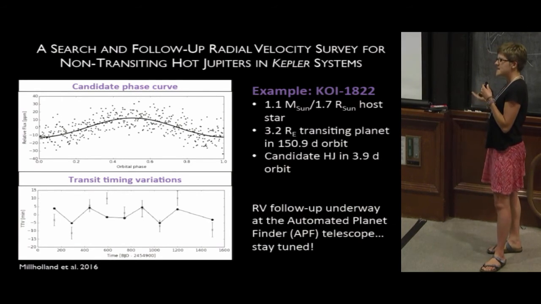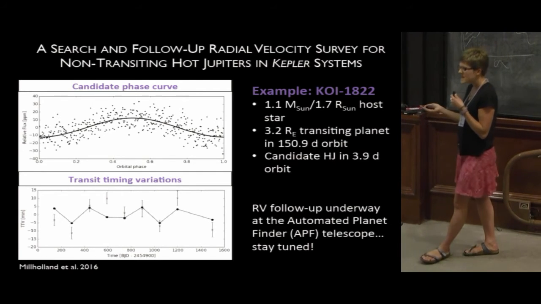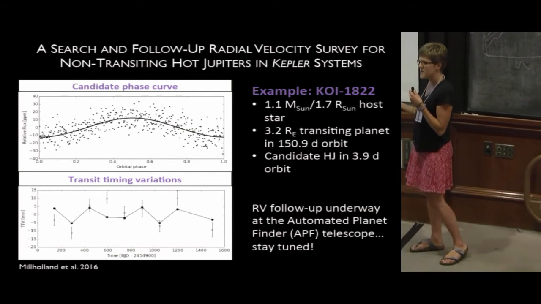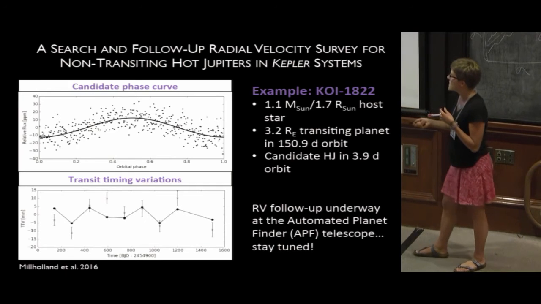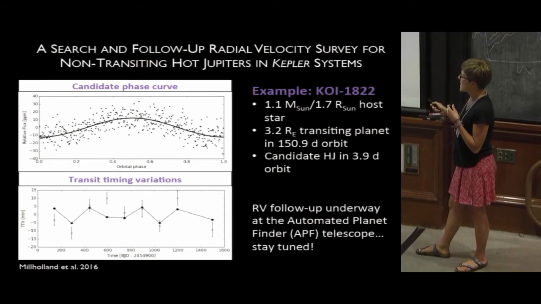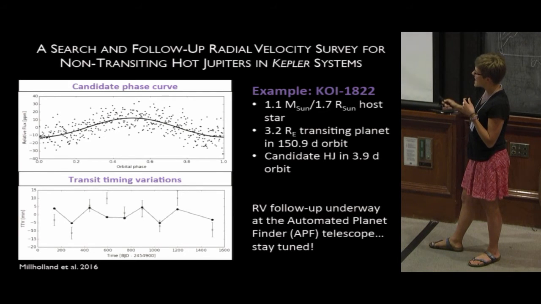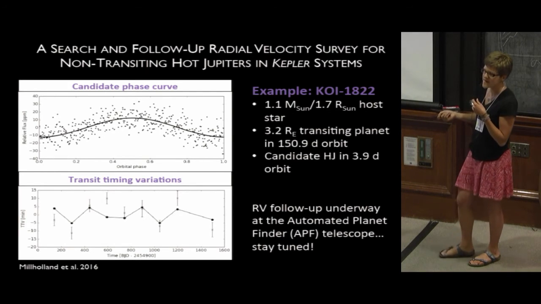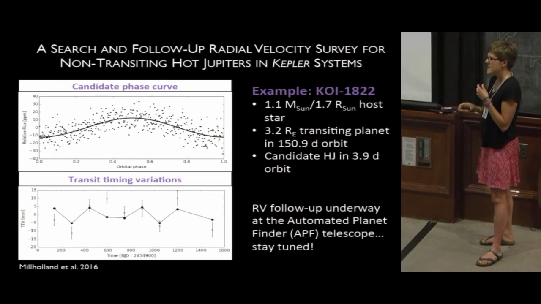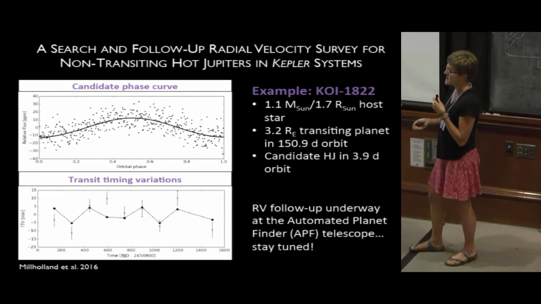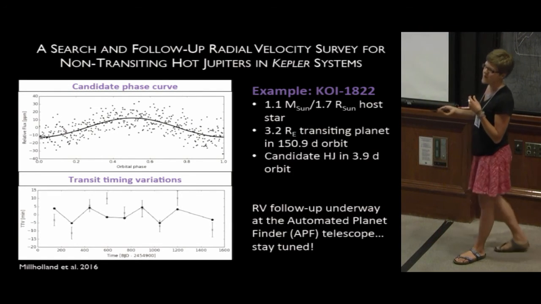And if the non-transiting hot Jupiter is there, it should be easily RV confirmable with just a few radial velocity points. So we've been following up our candidates on the Automated Planet Finder telescope. KOI 1822 is actually a false positive, but just last week we had data come down that looks particularly promising for one of our candidates.